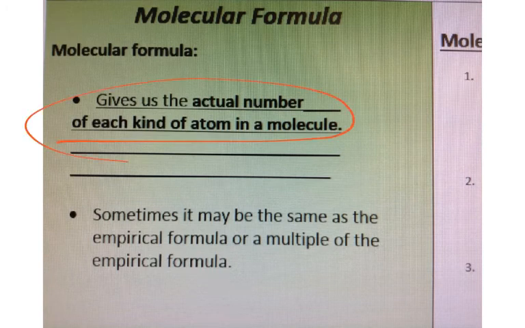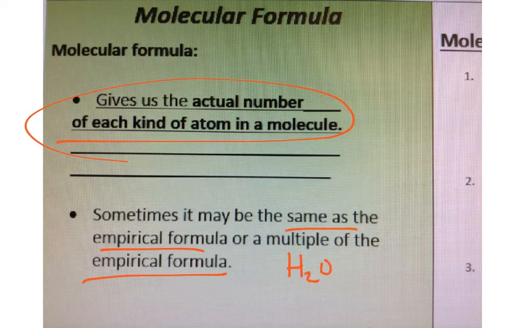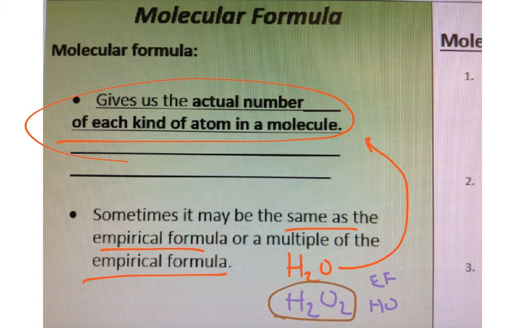Molecular is the actual number of each atom in a compound, as I was talking about before. Sometimes it's the same as the empirical, or it's a multiple of the empirical to get to your molecular. So for example, H2O, which is water, is both the water's molecular formula and its most reduced, or empirical, formula. Whereas on the other side, if we had hydrogen peroxide, which is H2O2, its empirical formula, which would be the most reduced, would be HO. Its molecular formula, which shows you the true number, would be H2O2.